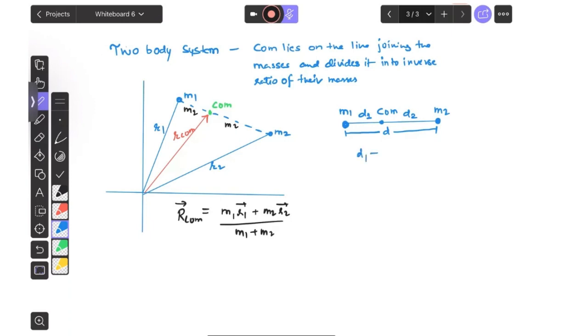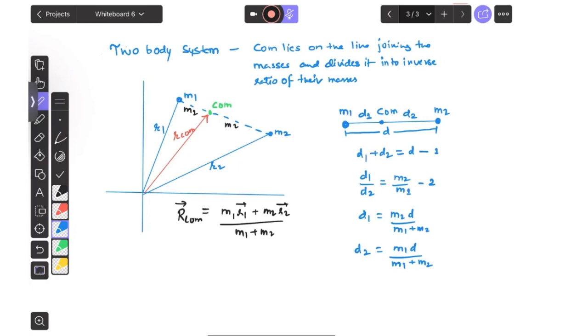So one equation we can write down is D1 plus D2 equals D, and D1 by D2 equals M2 by M1. The center of mass is going to be closer to the heavier mass, no? Suppose this is equation number 1 and this is equation number 2. You solve 1 and 2 and you get D1 equals M2 D by (M1 plus M2), and D2 equals M1 D by (M1 plus M2). You should know it as a standard result because it may come in handy, and you could write it down directly.